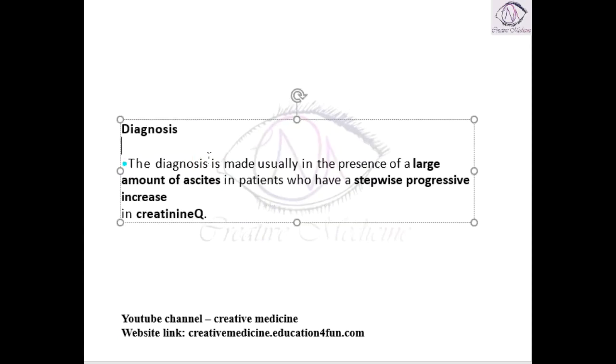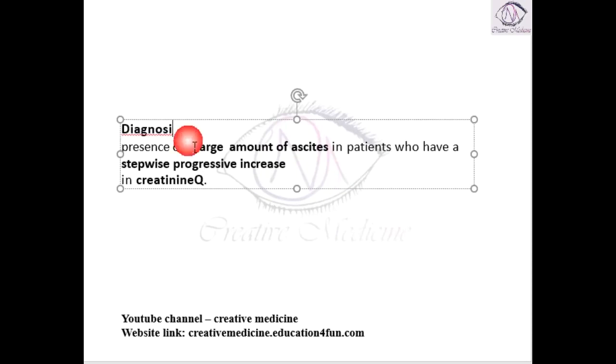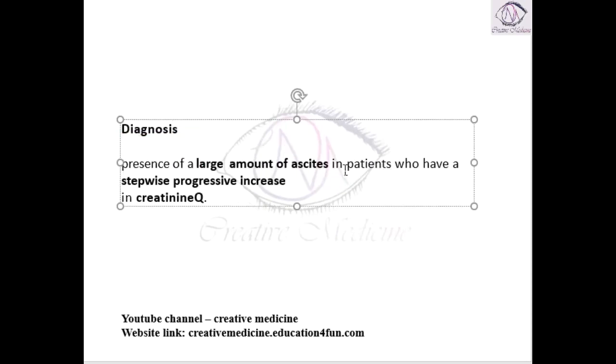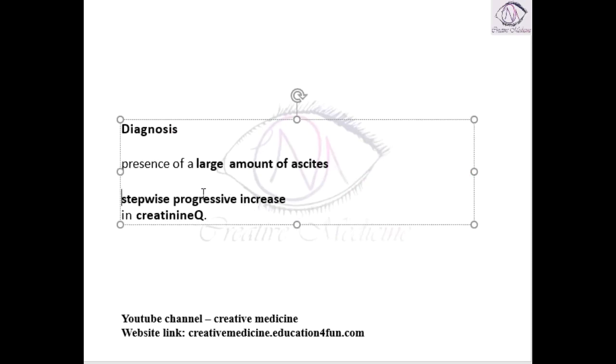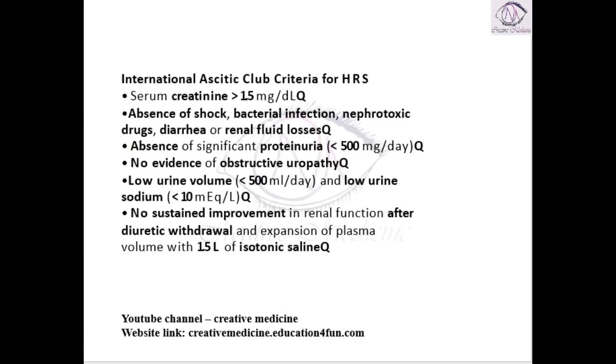The diagnosis of hepatorenal syndrome is mainly made with the help of the following. Two things. One, there should be a large amount of ascites in the patient. Second, there should be a stepwise progressive increase in creatinine. And for the diagnosis of hepatorenal syndrome, we have the International Ascites Club criteria for hepatorenal syndrome.